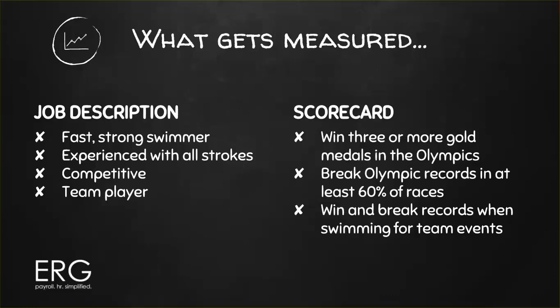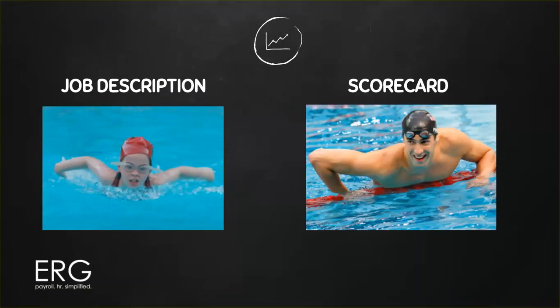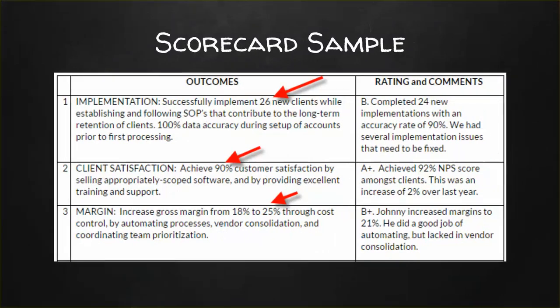So a job description might have vague things like fast, strong swimmer and team player, whereas a scorecard is very specific: win 3 or more gold medals, win and break records when swimming for team events. A job description could get you one level of candidate, whereas a scorecard will get you a completely different level of candidate. So what does a scorecard look like?